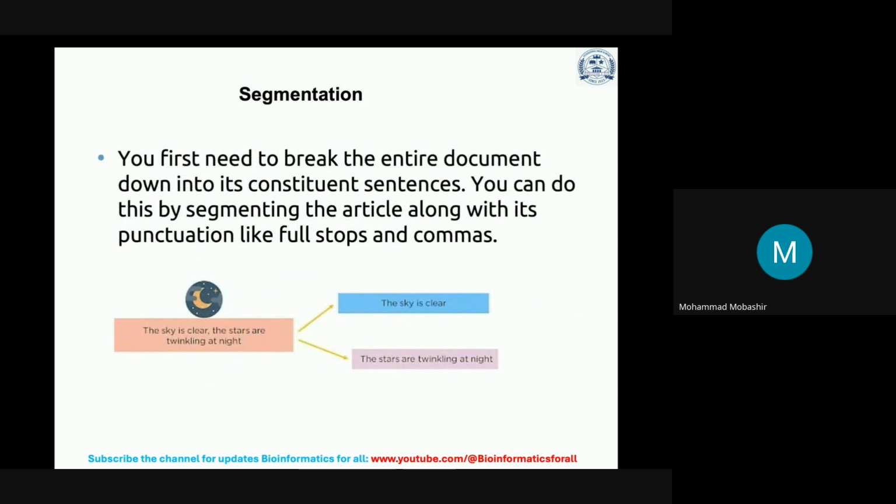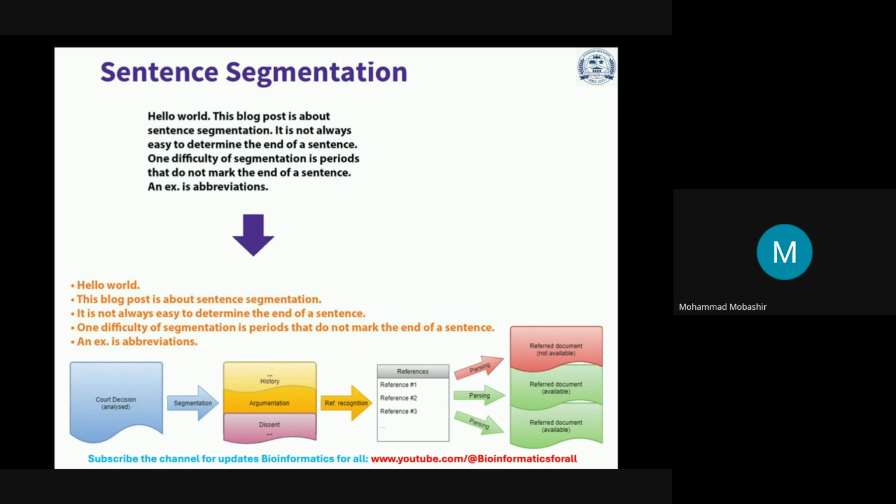So now, what is segmentation? From the name itself, it appears that you are going to break it into different parts. This part is known as a token here, and that's why the next step is called tokenization. First you need to break the entire document down into its constituent sentences, and you can do this by segmenting the article along its punctuation, like full stops and commas. So you need to go for sentence segmentation.